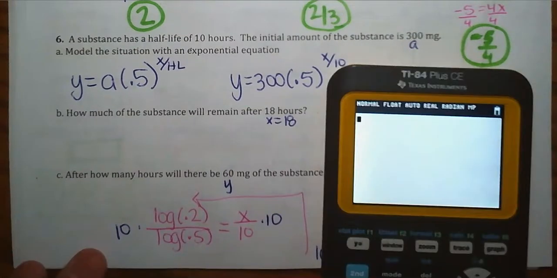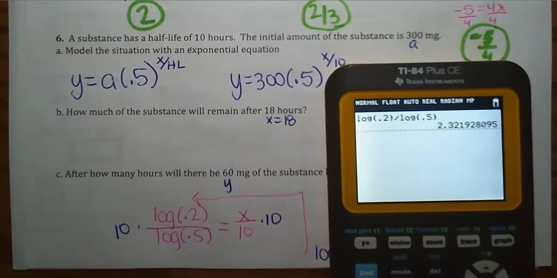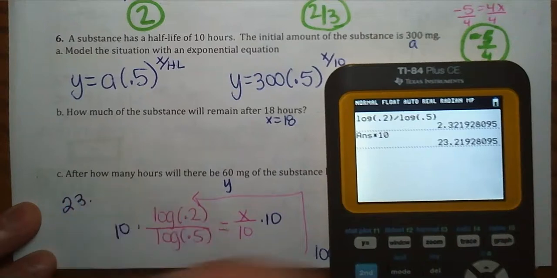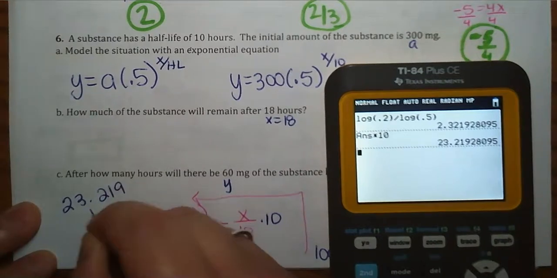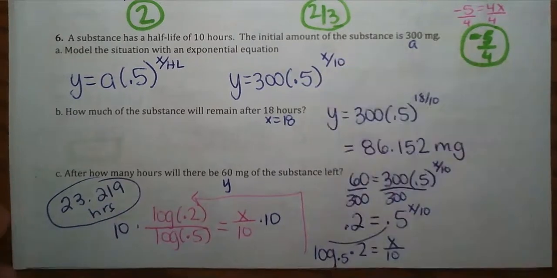All right, so I'm going to grab my calculator, log of 0.2 divided by the log of 0.5. And then we'll have to multiply that by 10 to get x alone. So this would be, again, I'm going to go 3 decimal places like we have been, 23.219, and this is going to be in hours. So that's how long it would take for us to have 60 milligrams of that substance left.